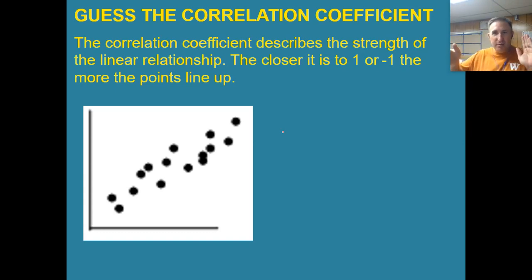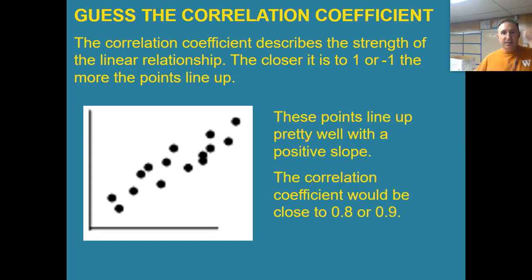So we're going to think of it somewhere between 0 and 1 because it's got to be positive, right? So these points are fairly close to a line that we would have going through here. It's just somewhere between 0.8 and 0.9.